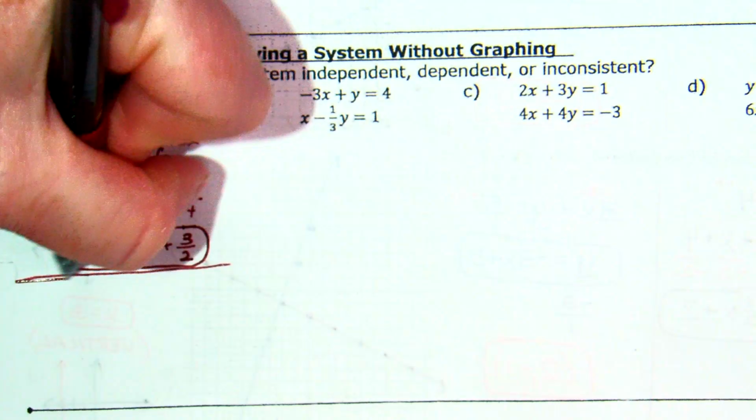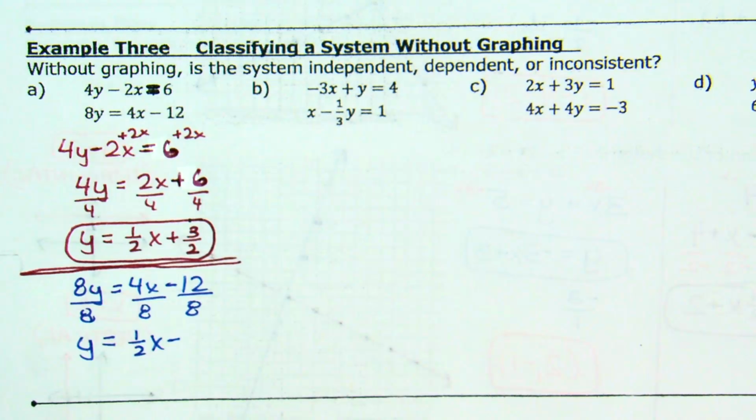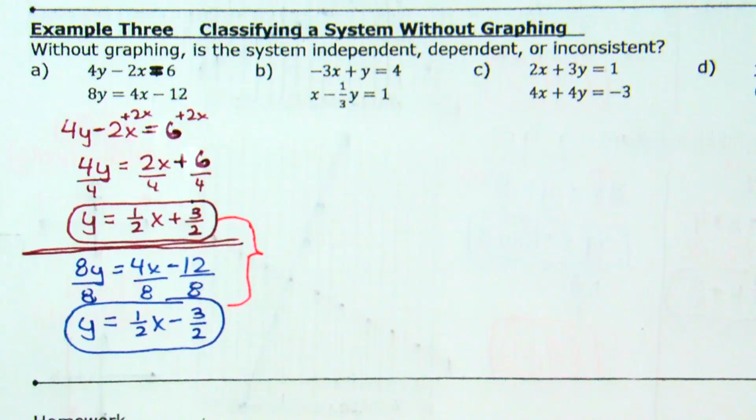The other one. So my other one is 8y equals 4x minus 12. How do I get y by itself? Divide by 8. And here's a good reason it's important to simplify. What is 4/8? 1/2. Is that good to know? Minus, what is 12/8? Wait, no, I messed that up. 3/2. Okay, guys. Those are the two lines you're looking at.